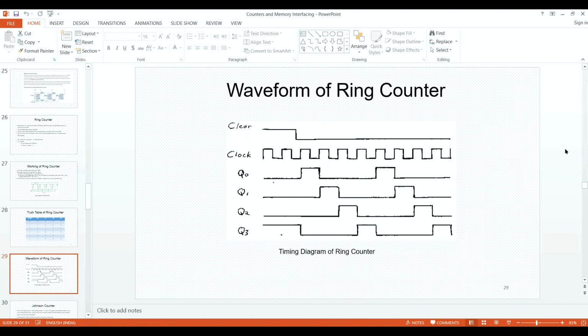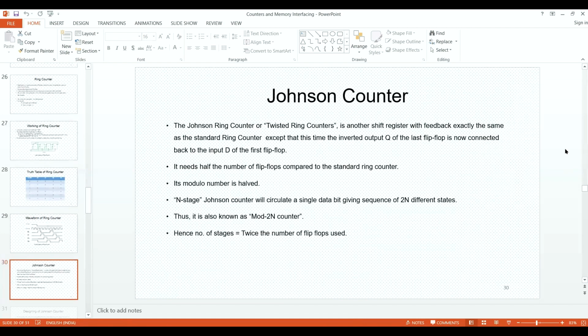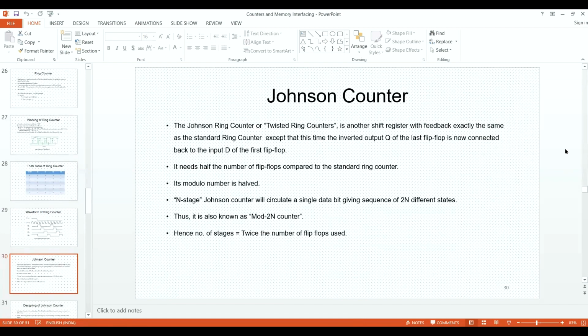Now you can trigger by the falling edge, but then you have to maintain a pattern. A counter is nothing but a sequence. It can be a random sequence also, but it should follow a certain kind of sequence which can be made out. So like we can see the Johnson counter, again it's a revision of the Johnson counter.